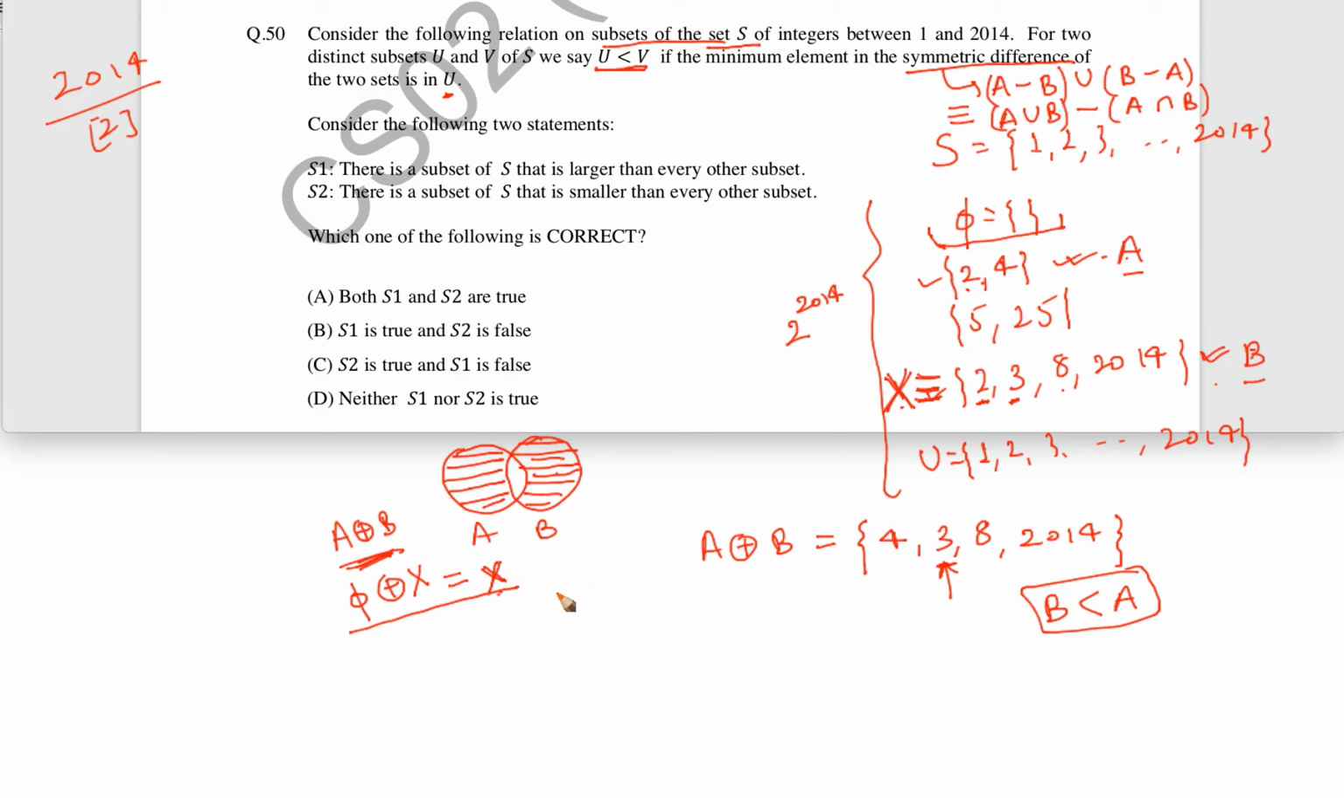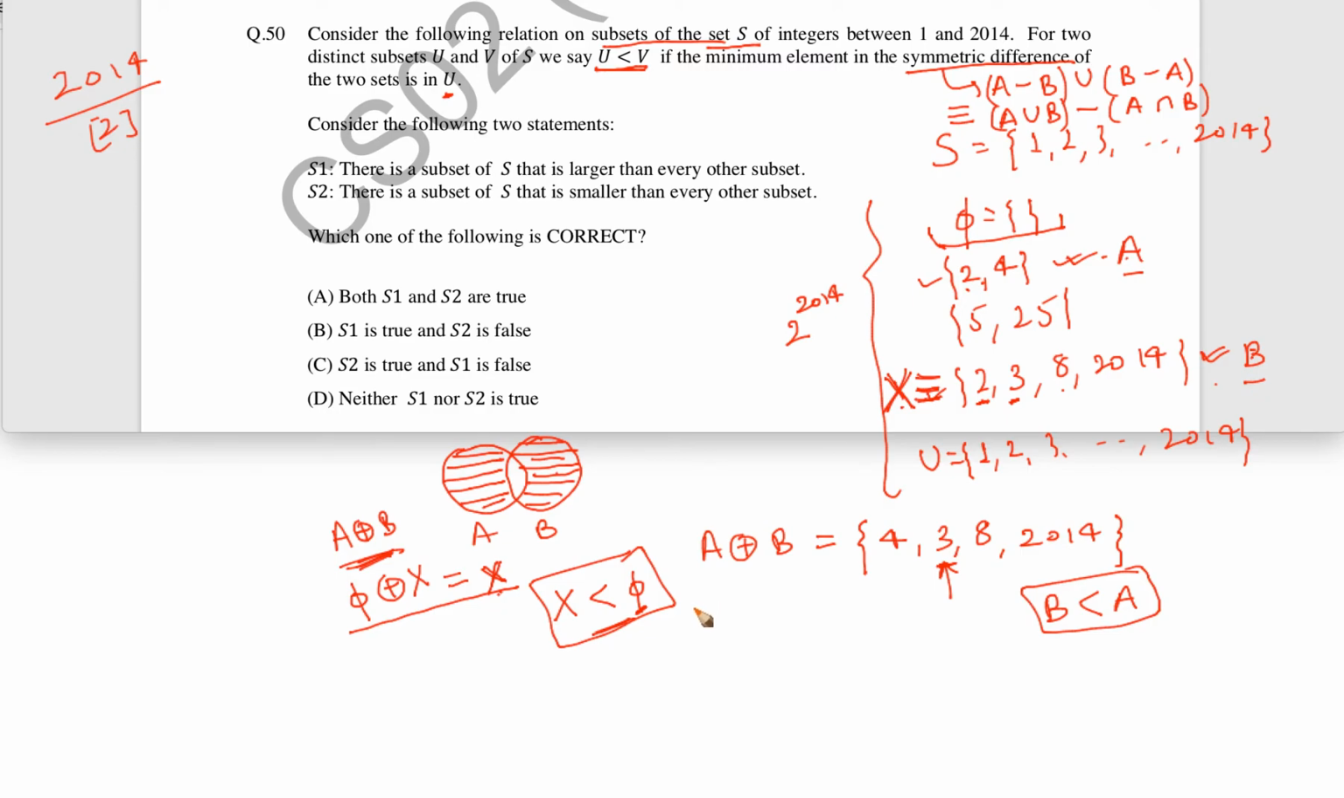So in this case we will see that X is smaller than phi, as per the definition of what they are saying smaller is. As per the definition, this thing will always be satisfied for any set, except phi. Whatever non-empty sets there are, for every set this thing is satisfied.